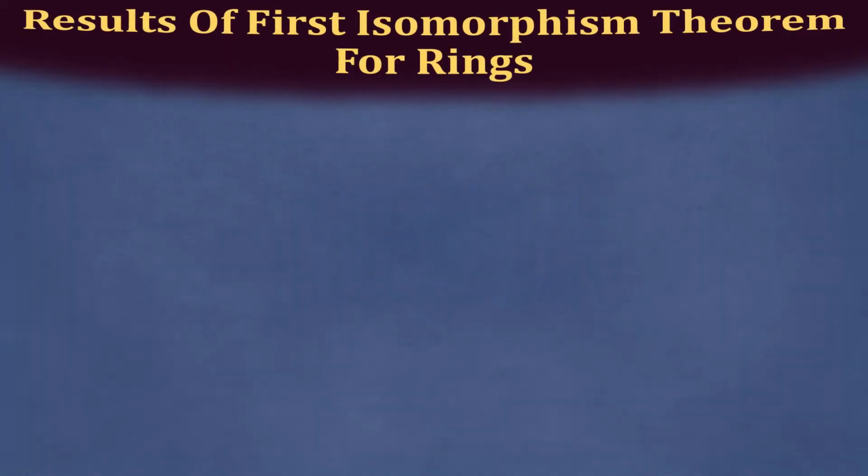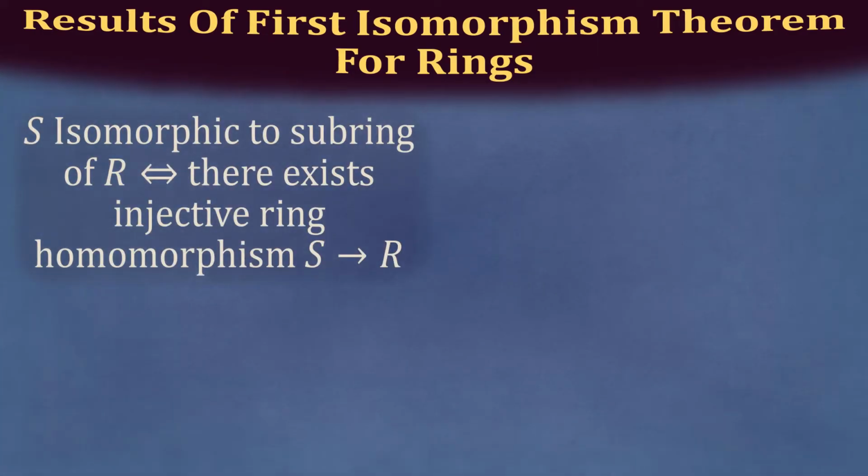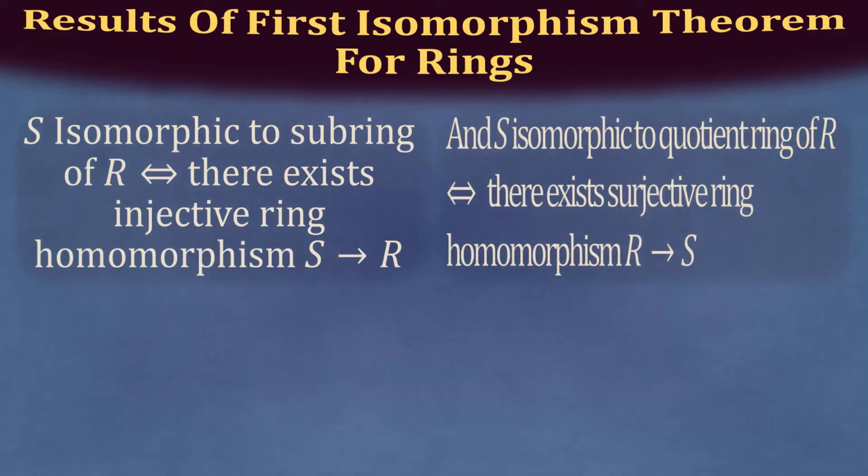Next, let's state some results of the first isomorphism theorem for rings. We have that S is isomorphic to a subring of R if and only if there exists an injective ring homomorphism S to R, and S is isomorphic to a quotient ring of R if and only if there exists a surjective ring homomorphism from R to S.